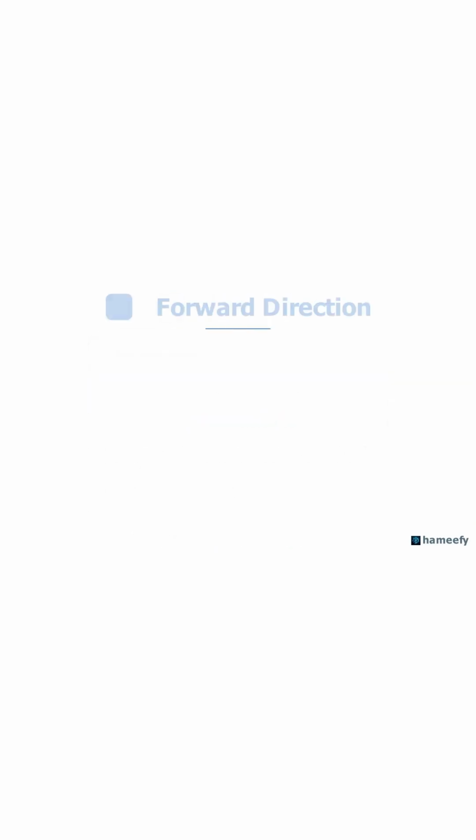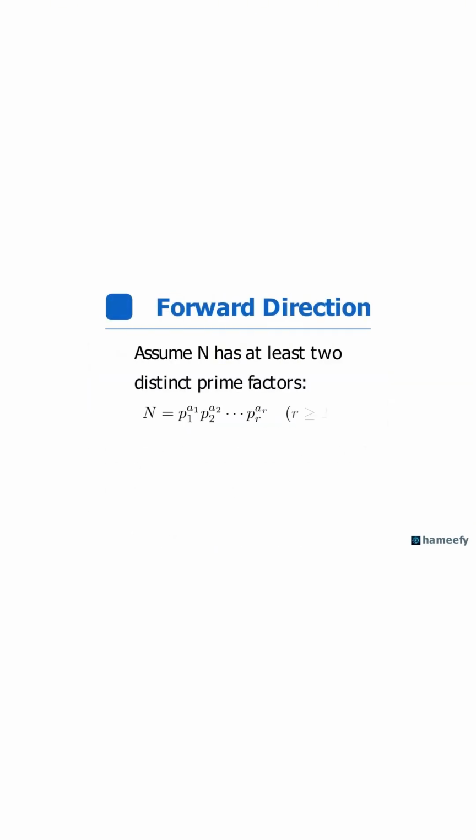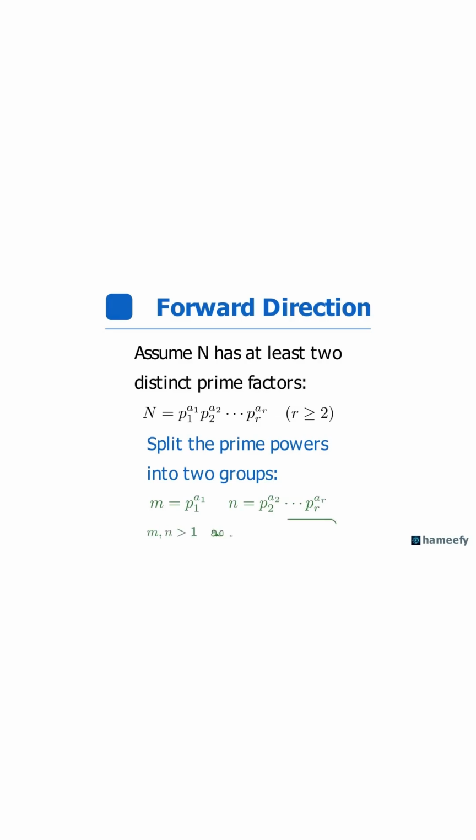For the forward direction, suppose n has at least two distinct prime factors. Write n as p1 to the a1 times p2 to the a2, and so on up to pr to the ar, where r is at least 2. We split. Let m equal p1 to the a1 and n equal the remaining product. Since m and n share no prime factors, we have m and n both greater than 1, with GCD equal to 1.